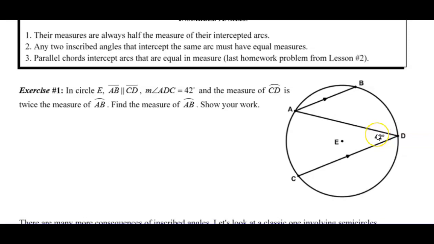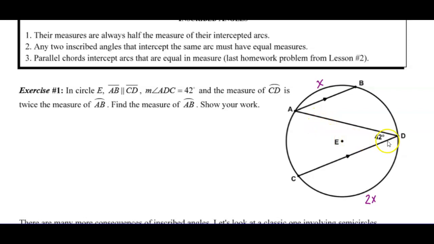And the measure of CD is twice the measure of AB. Okay, that part we need to mark up. So if CD is twice the measure of AB, then let's let AB be our x, and let's let CD be our 2x, just to show the relationship there. And we want to find the measure of arc AB.